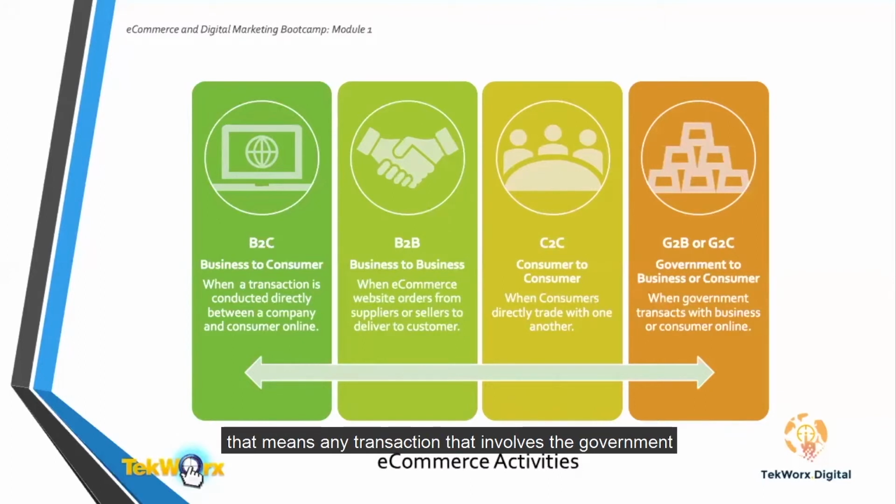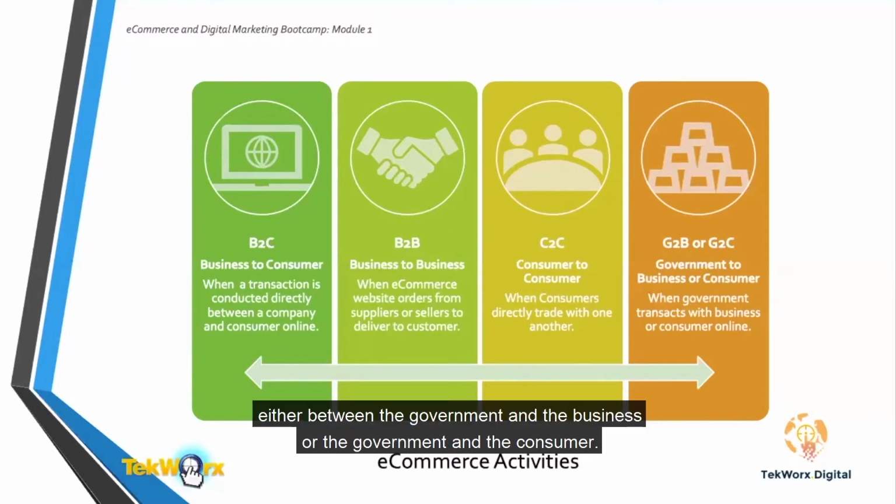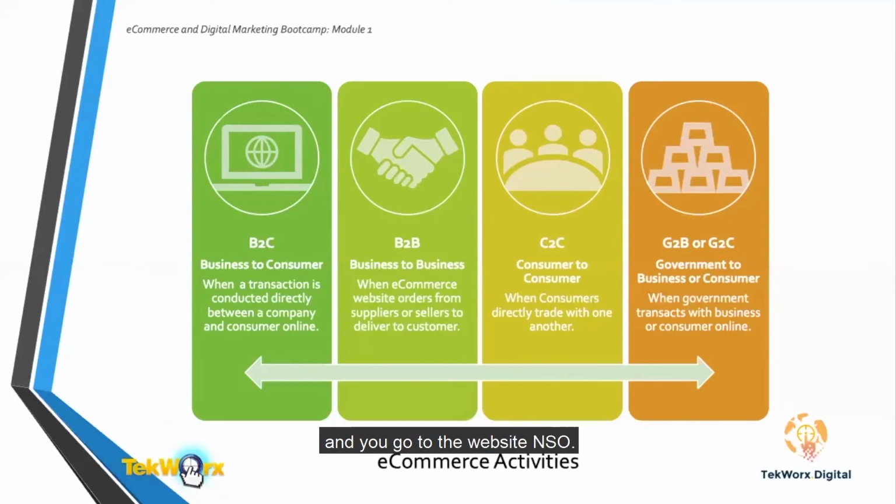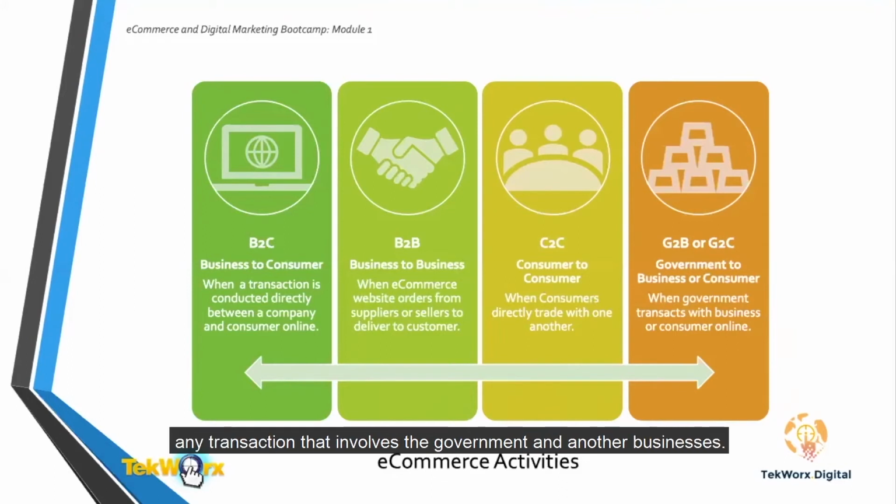That means any transaction that involves the government, either between the government and the business or the government and the consumer. One example of that is when you request an NBA clearance or a copy of your birth certificate and you go to the website NSO, right? You order there, you fill up the form and pay the amount, and NSO will ship the copy of your birth certificate to you. Now, the transaction is basically government to consumer. Now, government to business, it's very self-explanatory, right? Any transaction that involves the government and other businesses, okay?